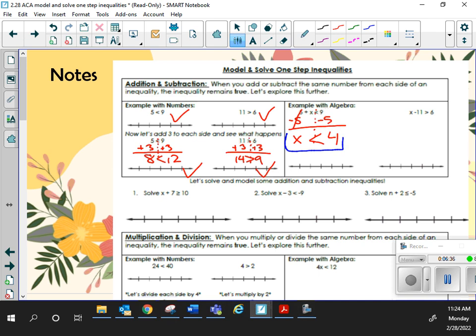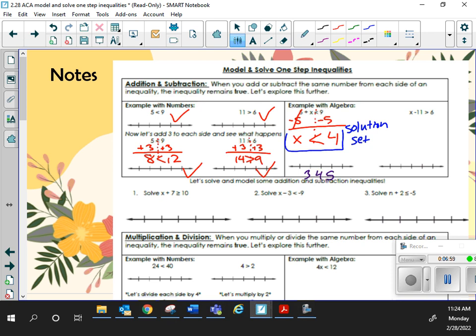So this right here, I'm going to label it. It's called a solution set. It's the set of all numbers that are my solutions. Remember, solutions make it true. Okay, that is my solution set. If I were to graph that, x is less than 4, I'm going to have 3, 4, and 5.